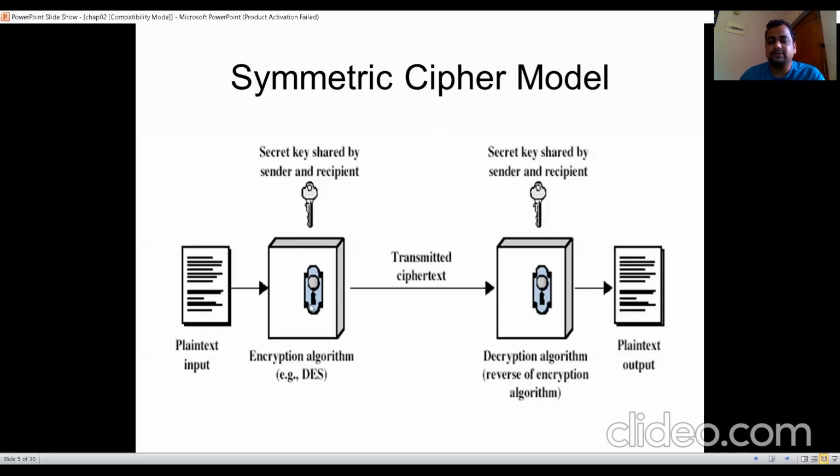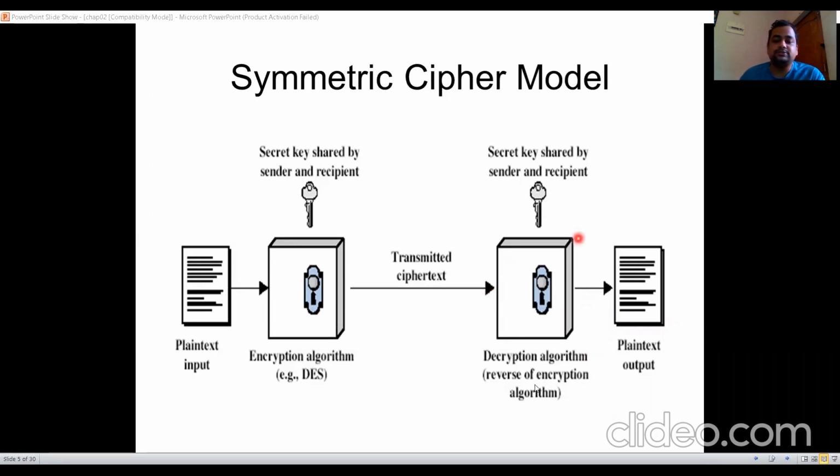After this step, the encryption is completed and the ciphertext is generated. Now our work is to transmit this ciphertext to the receiver side, and the receiver side is called the decryption side. This diagram shows it. This one is the decryption algorithm.